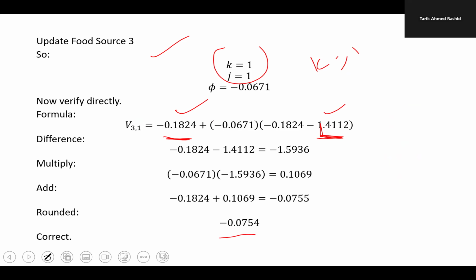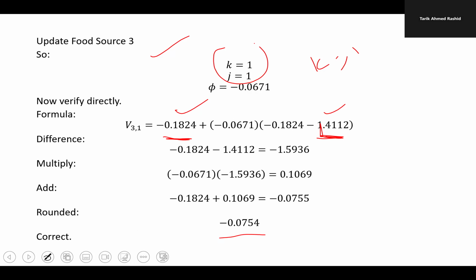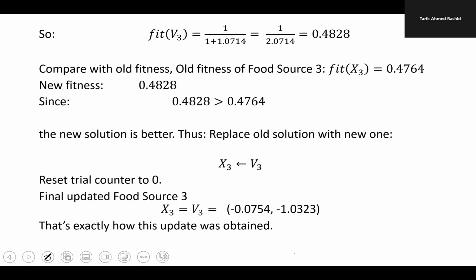And now we find 0.075. This is kind of rounded, and this is the result of V3. V3 is found, that's the results that we have. So that's the results. Plug them into equation of fitness, get this one, plug it into this one, that value, plug it into here. So it's 1 over 1 plus fx. That we get what?